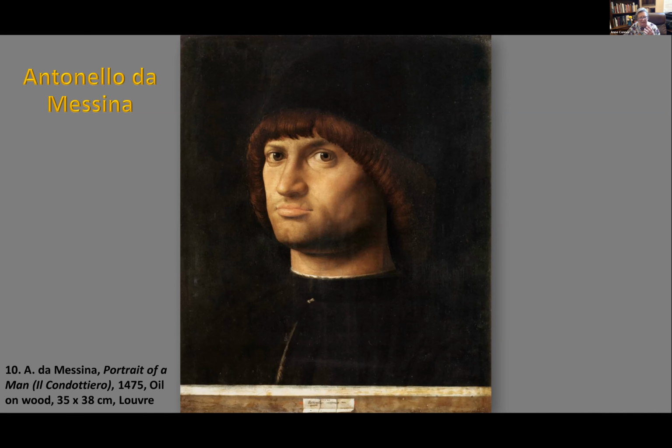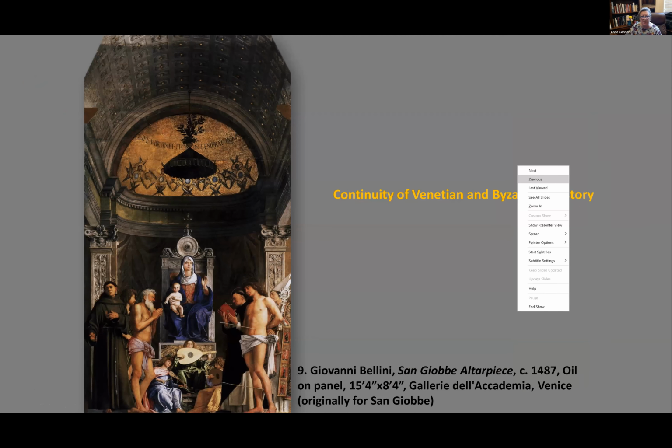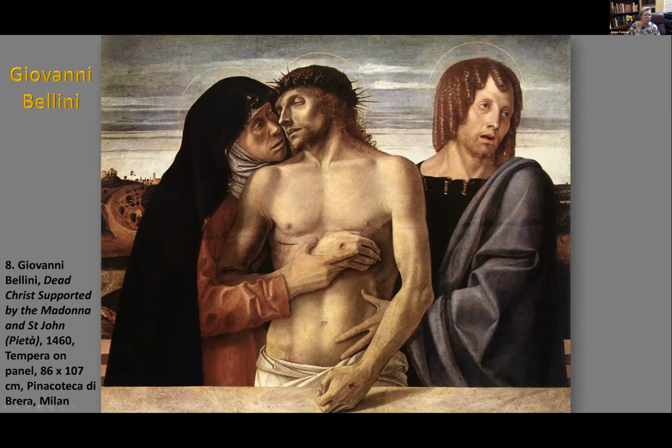He was known also for the very calm faces and the composition of his paintings. Antonello himself had quite an influence on another very important figure in Venice, Giovanni Bellini, the younger son of Jacopo Bellini. And I give you two examples here of the Dead Christ supported by the Madonna and St. John, which is still in tempera, which is going to limit, in a sense, the light and some of the three-dimensional rendering of the figures.